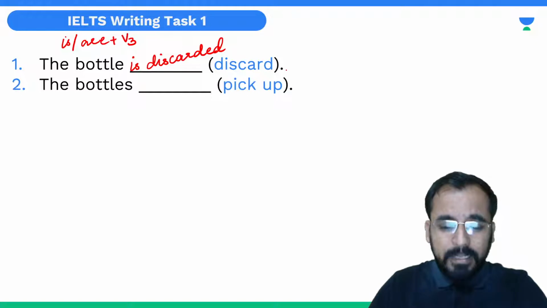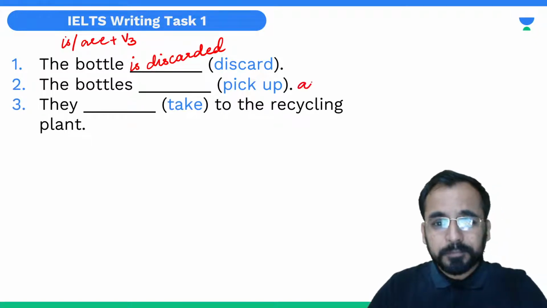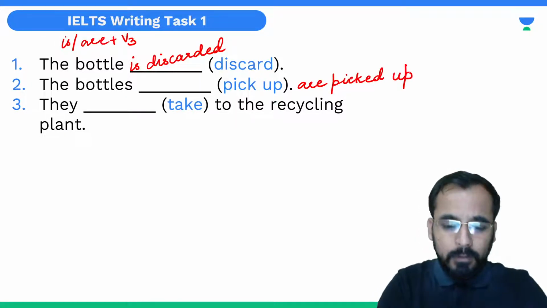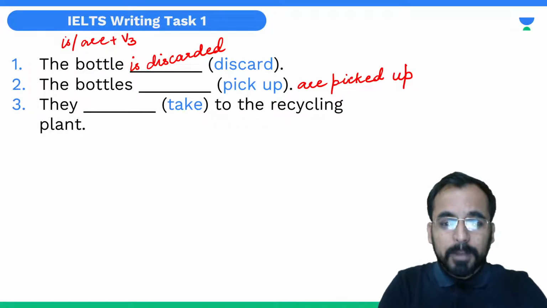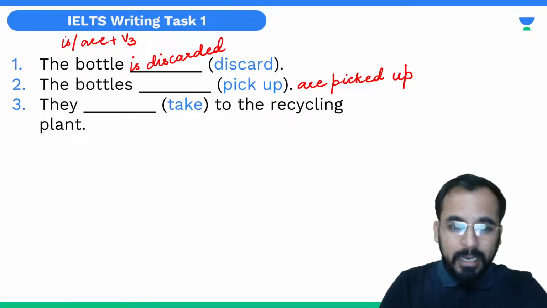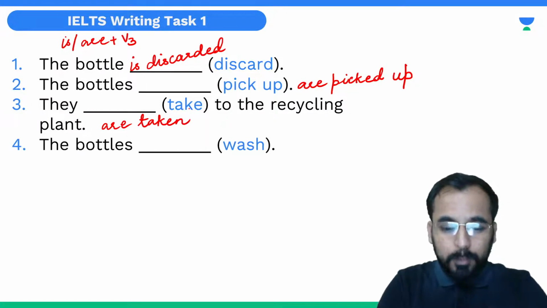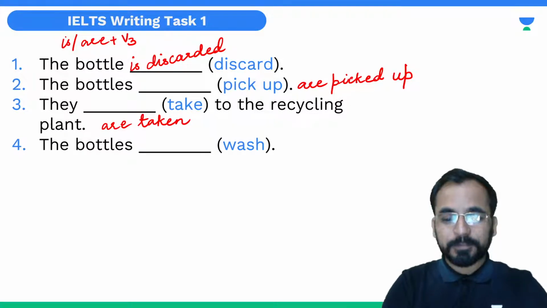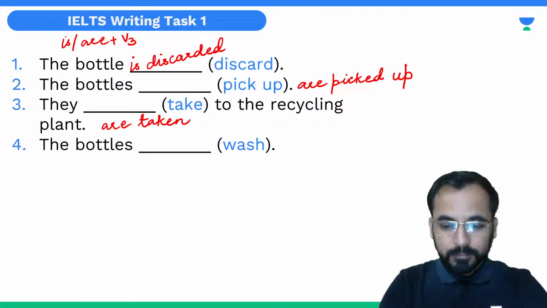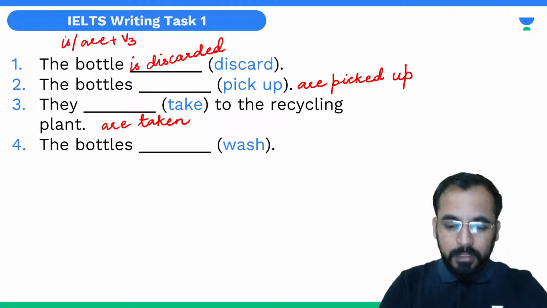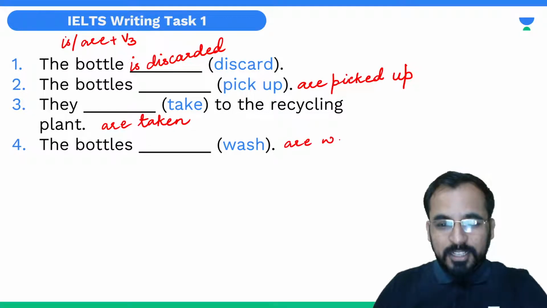The bottles are picked up. Correct. What about the third one? They are taken to the recycling plant. Correct. The bottles are washed. Correct. Absolutely.